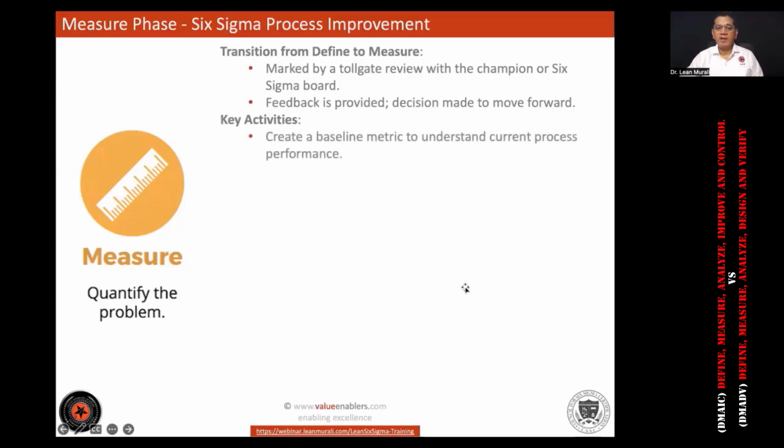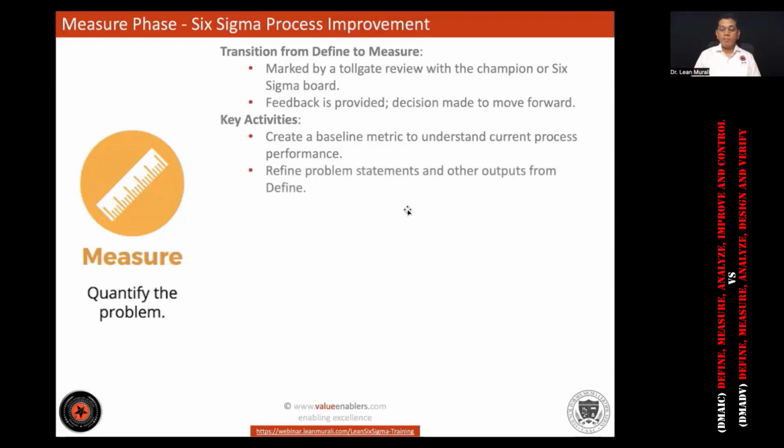The activities here are baseline metrics to understand the current performance. For example, if you want to improve your health, you have to evaluate your current baseline. What is your sugar level? What is your BP? What is your weight now? What are your other health metrics, the vitals, right? You first create a baseline metric so that when you improve, you know what you have improved.